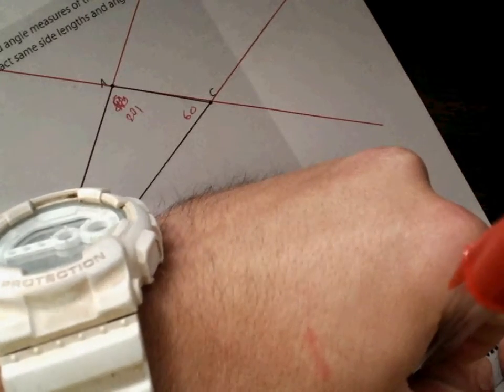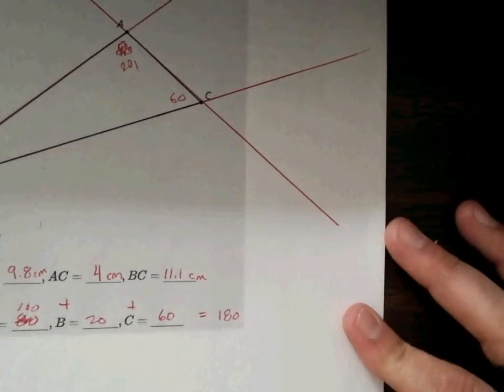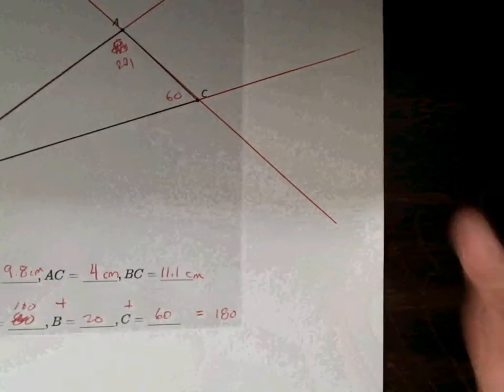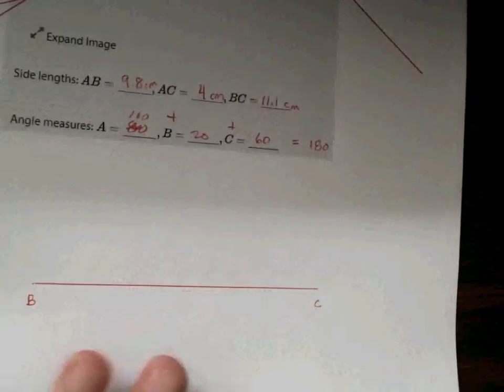Right there. Label it BC. Label it BC just like that.